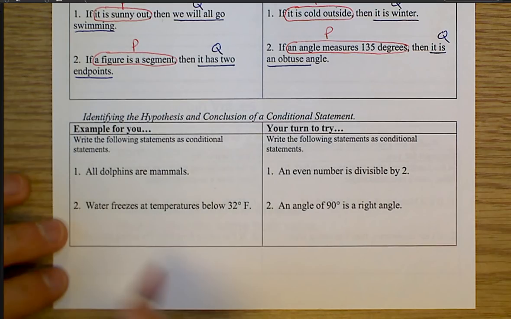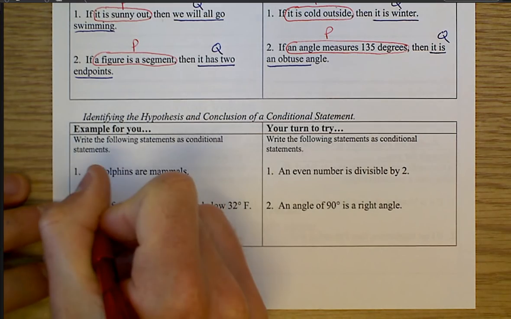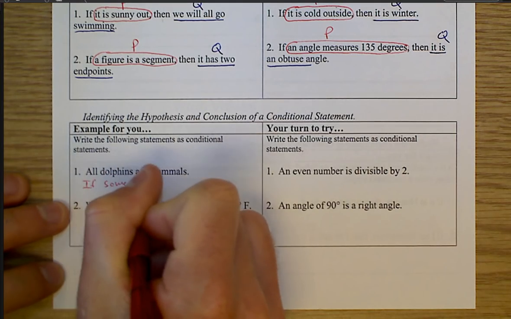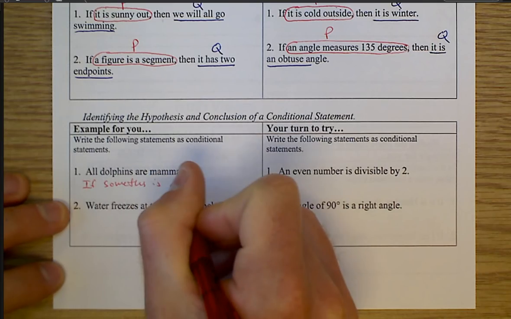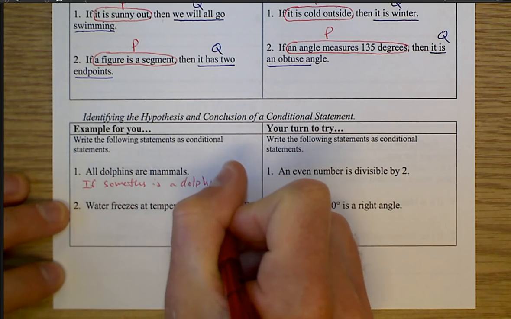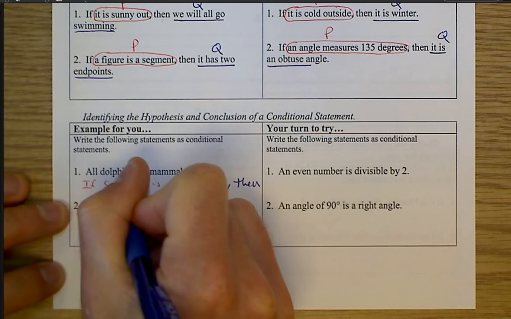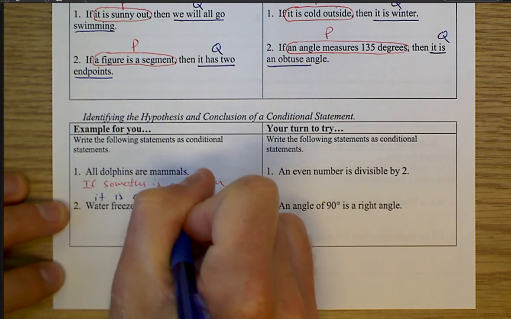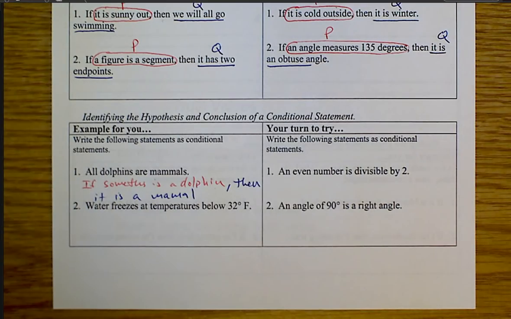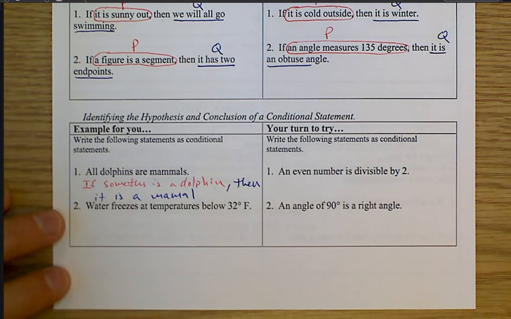All dolphins are mammals. If something is a dolphin, then it is a mammal. Okay? Perfect. Number 2, water freezes at a temperature below 32 degrees.